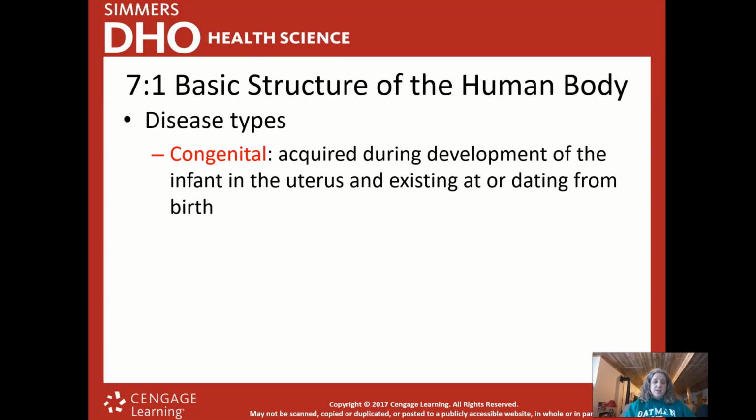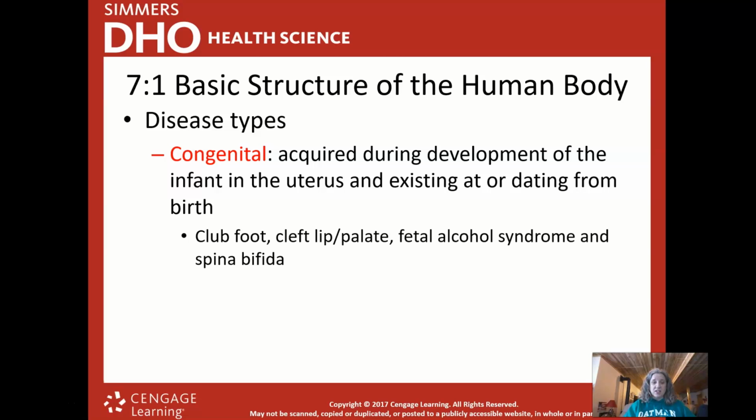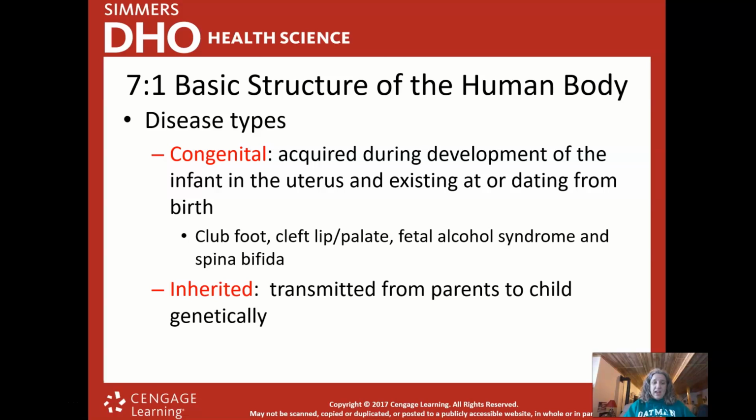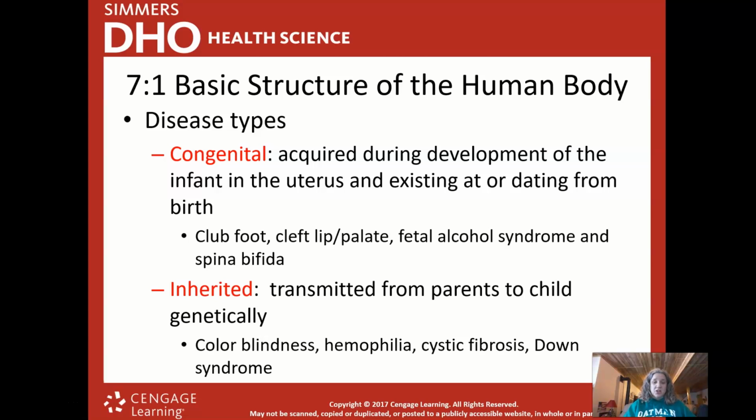There are different types of disease. There's congenital, which is acquired during development of the infant in the uterus and existing at or dating from birth. So it's something that somebody is born with, such as cleft foot, cleft palate, or lip due to alcohol syndrome. Inherited is transmitted from parents to child genetically. So it could include color blindness, hemophilia, cystic fibrosis, or Down syndrome. So with inherited, it's in your genes.